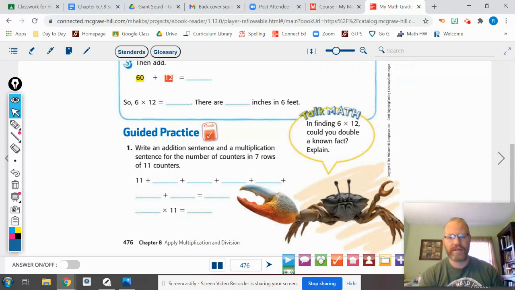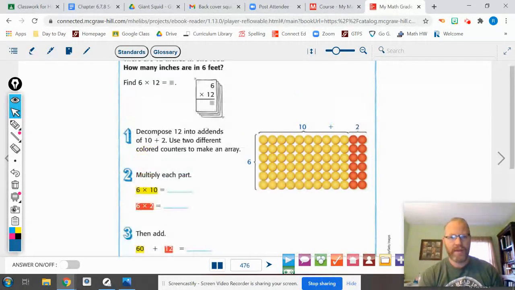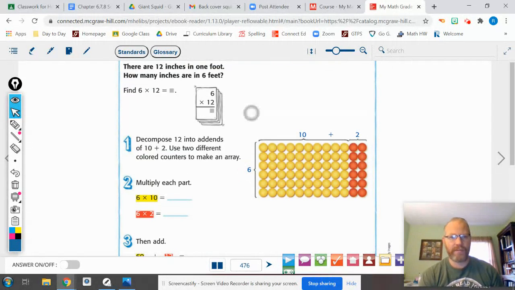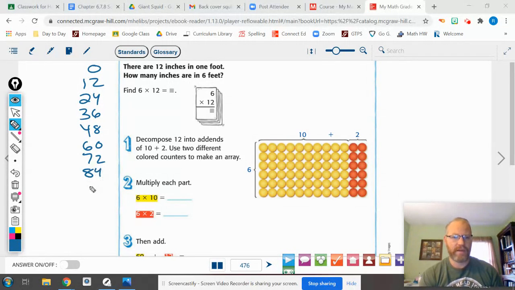Moving on, page 476, turn your page. And we're looking at our 12s. Now that we're looking at 12s, we're going to make a list of our 12s. So if you know your 12s, count with me. Here we go. 0, 12, 24, 36, 48, 60, 72, 84, 96, 108, 120, 132, 144.